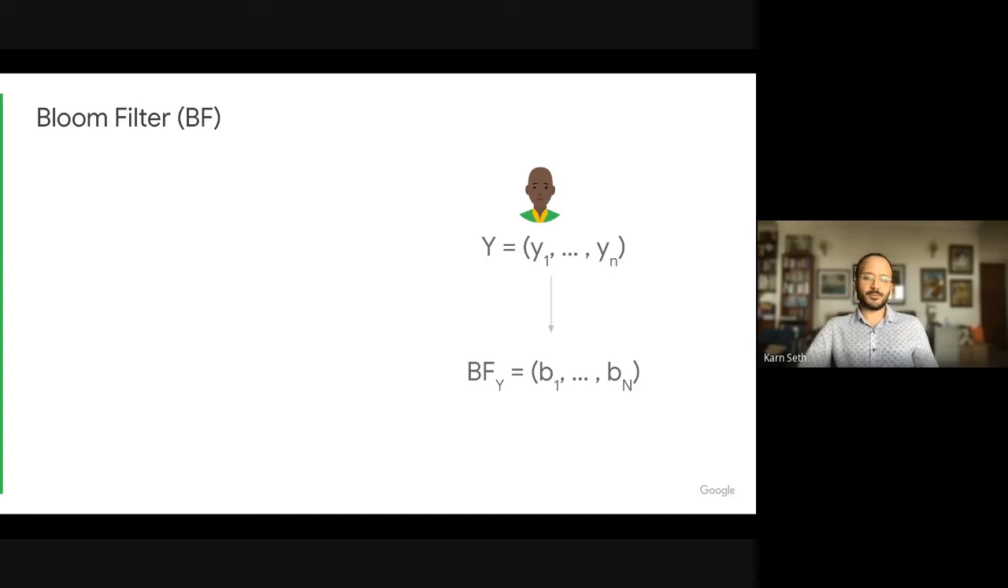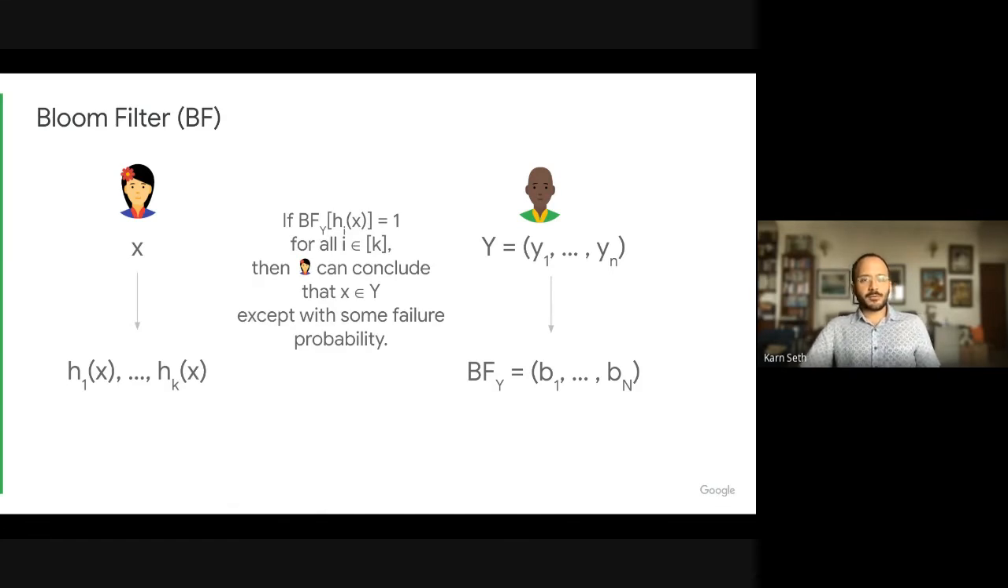So suppose a server has a data set which consists of y1 to yn. It can create a Bloom filter which consists of bits B1 to capital B N, where capital N is larger than little n. And the client can now take its value x and turn it into k indices, h1(x) to hk(x), which can be computed by simply hashing x using k different hash functions specified by the Bloom filter. And now the client can test membership in the Bloom filter by looking up the Bloom filter entries at each of the positions hi(x). And if all the Bloom filter entries are one, then the client can conclude that its item x is in the set Y, except with some negligible failure probability. There are well-known constructions of Bloom filters, and it's a widely used primitive.